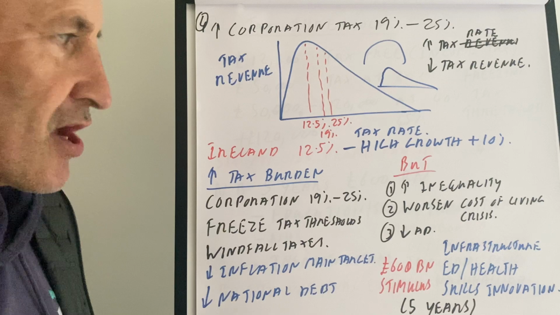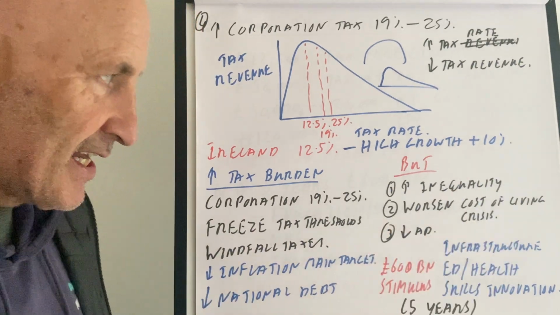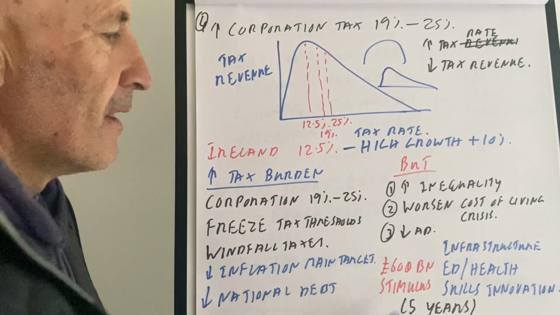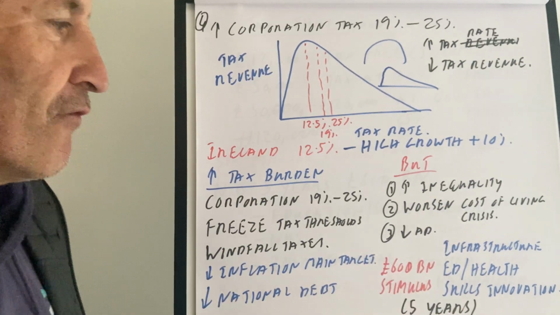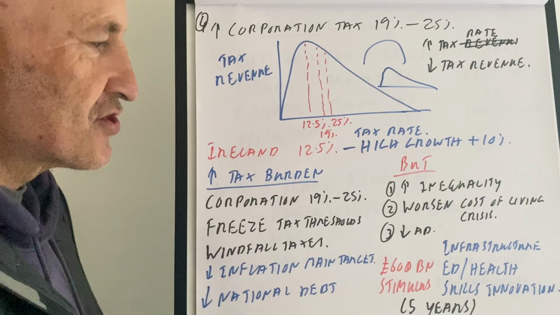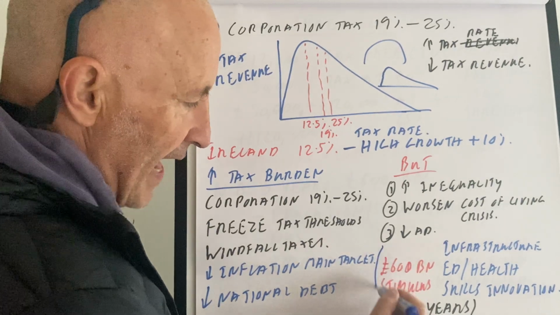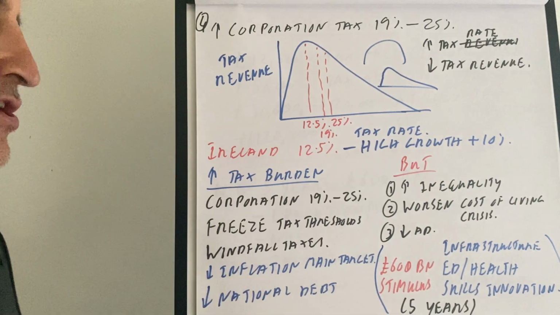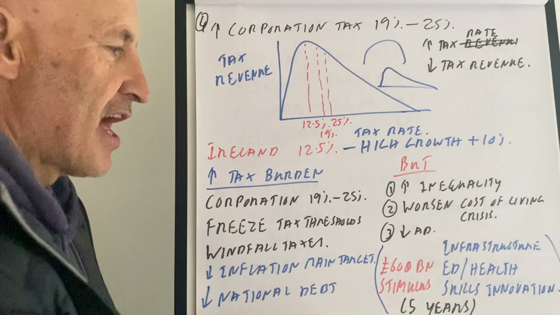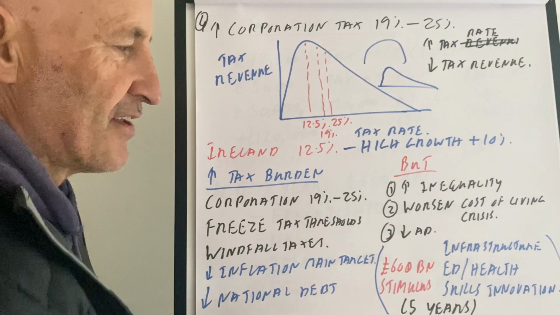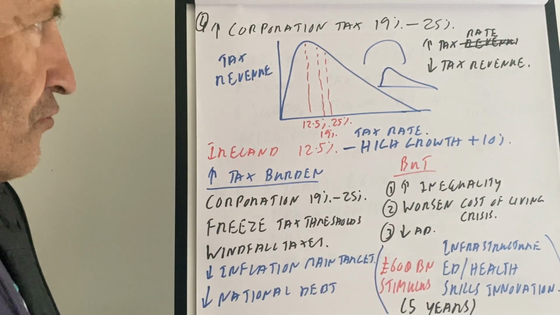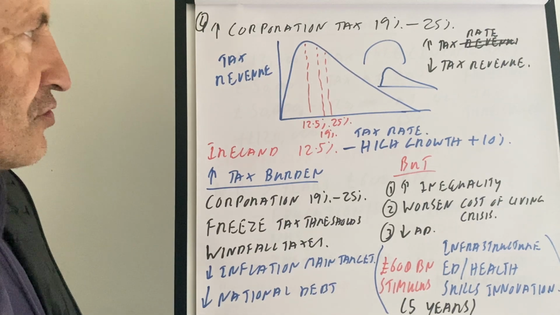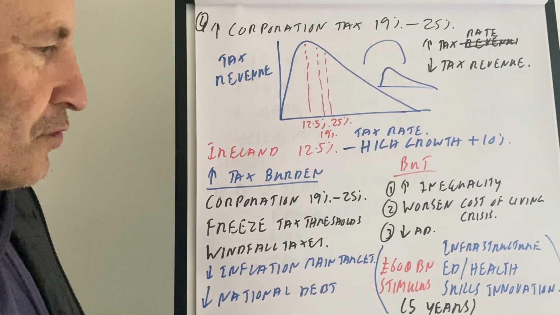But at the same time, we've got rising inequality. We've got a worsening cost of living crisis. 20% of the population is now in poverty. AD may well fall from there. Please remember this, though. The government has pledged over the next 5 years £600 billion stimulus, and they're going to spend that money on education, health, infrastructure, skills, and innovation. So the government is going to be spending a lot more money. So this isn't really like a traditional conservative response to these issues.